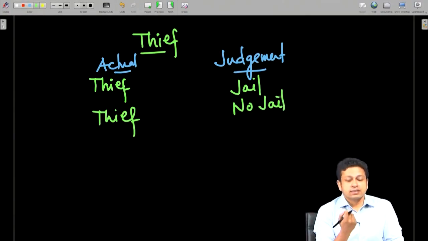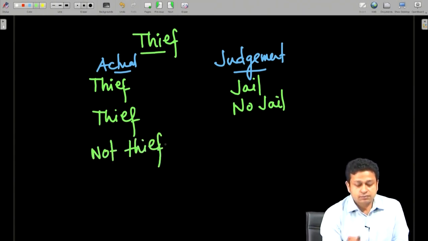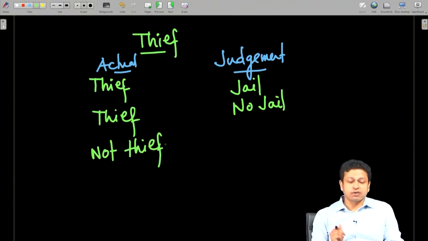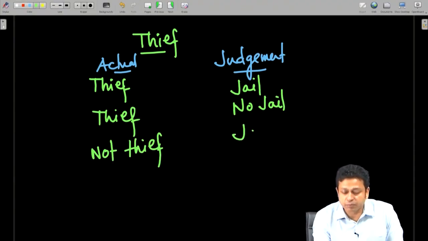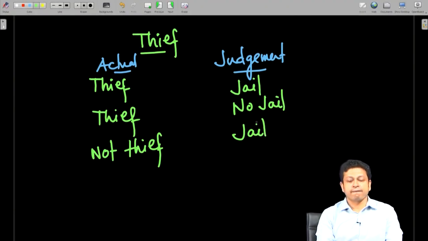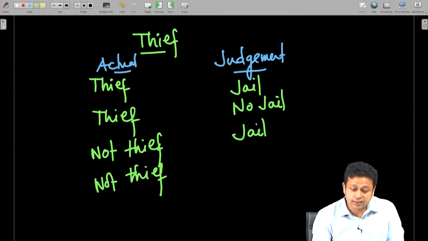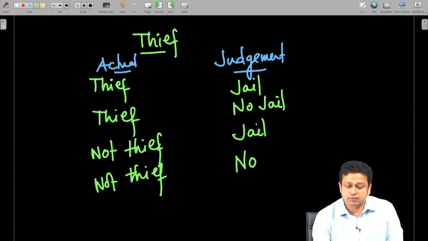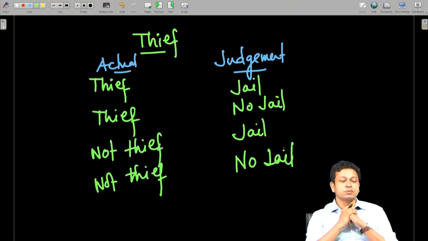Okay. The other possibility is that the convict is not a thief, and the judge has actually wrongly put him in jail. Okay. The fourth case: not a thief, but the judge has also freed him. So, no jail. Okay. Now, like the previous examples, in this example also we will try to think what is happening here.